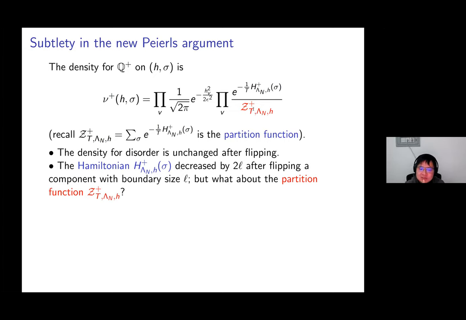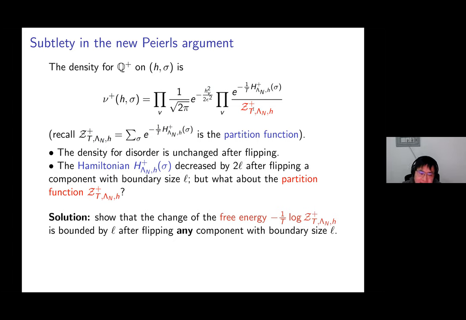Well, okay. So it's clear that since the Gaussian distribution is symmetric, flipping the sign doesn't change the density. As I just said, the Hamiltonian decreased by 2L after flipping. So the second term, the term on the top, increased, but we need to control the red term, which is the partition function. The solution is to show the change of free energy, which is the log of the partition function divided by L, after flipping any component with the boundary size L. Note that what we flip is only a simply connected component, right? That's due to the construction of the Peierls argument.